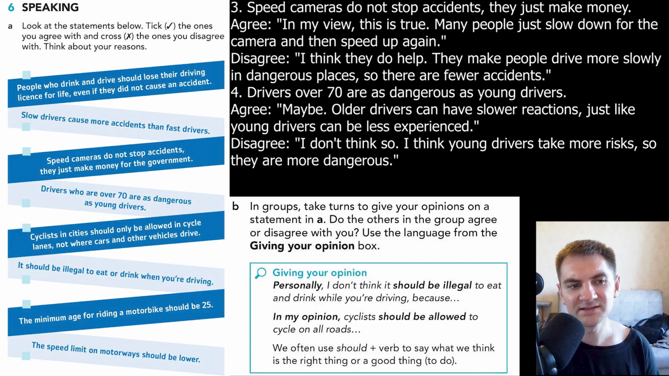Number 3. Speed cameras do not stop accidents, they just make money. You can say, in my view, this is true. Many people just slow down for the camera and then speed up again. Or I think they do help. They make people drive more slowly in dangerous places, so there are fewer accidents.